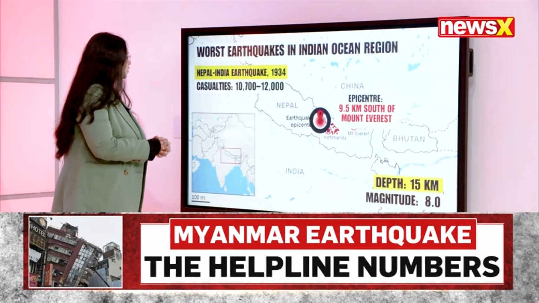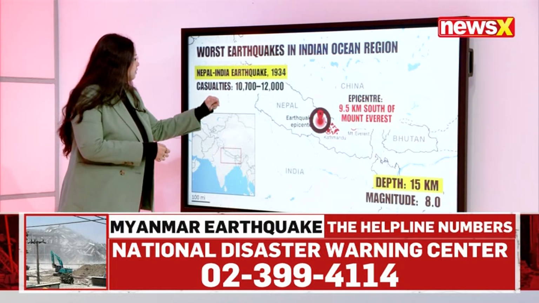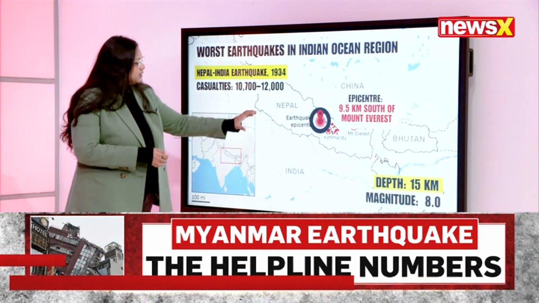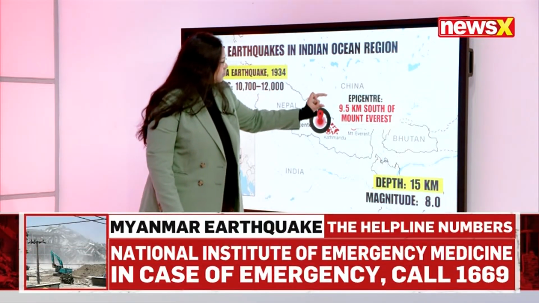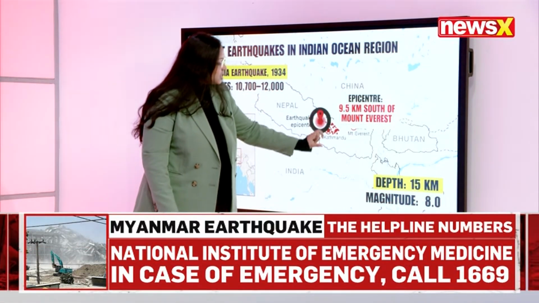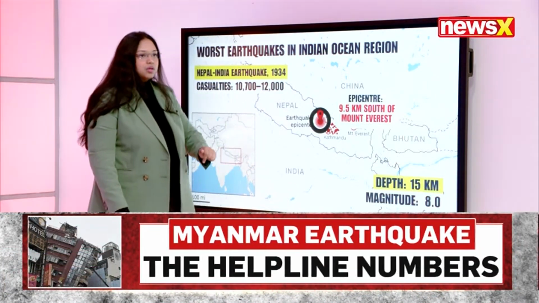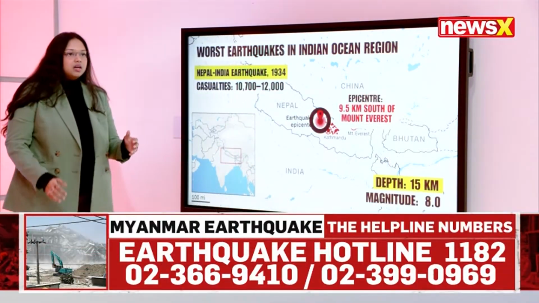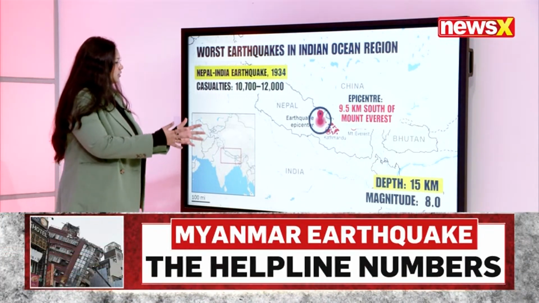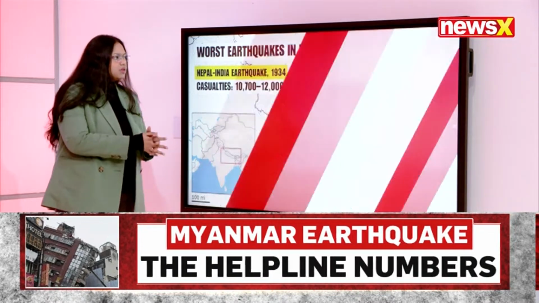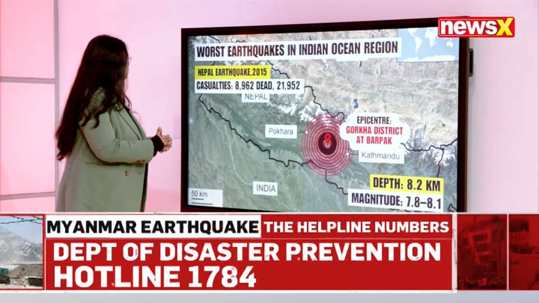Nepal-India earthquake of 1934, casualties approximately between 10,700 and 12,000. The epicenter, right over here, was 9.5 kilometers south of Mount Everest at a depth of 15 kilometers and a magnitude of 8.0. Another jolting earthquake back in 1934 flashing right on your screen. So we're giving you an understanding of some of the worst earthquakes that have struck the Indian Ocean region.